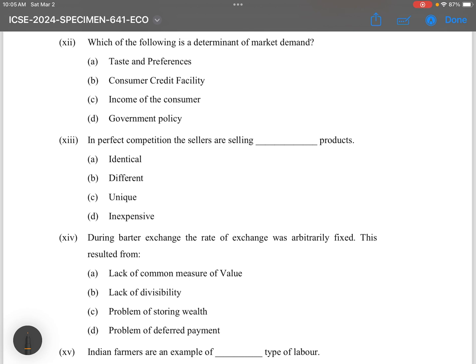But the last one is government policy. Government policies are mostly related to taxation and subsidies. So when we talk about market demand, this is a factor which can influence the market demand easily. So I hope this is clear why government policy is a determinant of market demand and not the others.